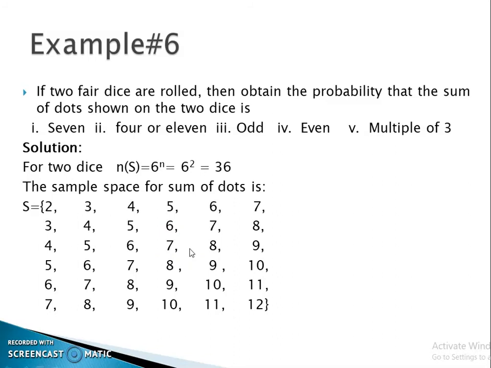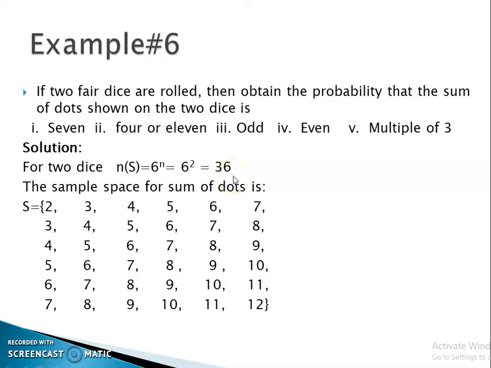Example number 6. If two fair dice are rolled, then obtain the probability that the sum of dots shown on the two dice is 7, 4 or 11, odd, even or multiple of 3. When two fair dice are thrown, the number of sampling points in the sample space is 6 power n, equal to 6 power 2, which is 36.